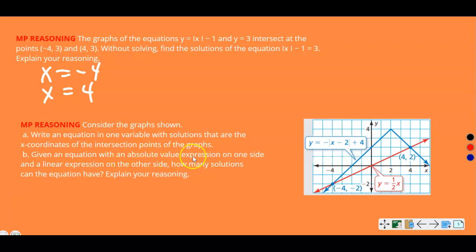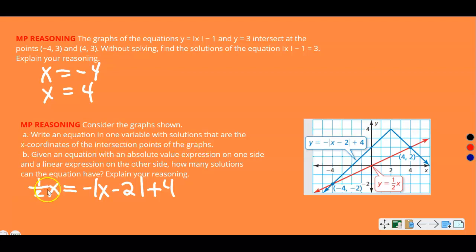So it says, given an equation with an absolute value expression on one side and a linear expression on the other side, how many solutions can the equation have? Explain your reasoning. All right, so pause the video, take a minute to solve this, and then we'll check your answer. All right, hopefully you took time to answer this. A part shouldn't have been very hard. It says write an equation in one variable with solutions that are the x coordinates of the intersection points of the graph.